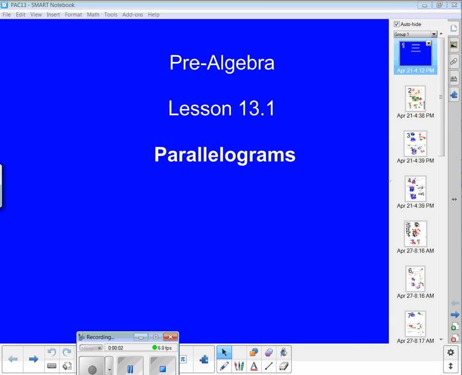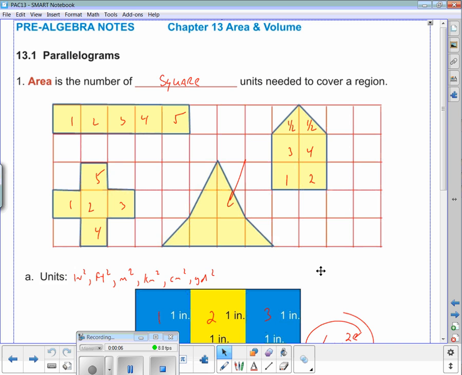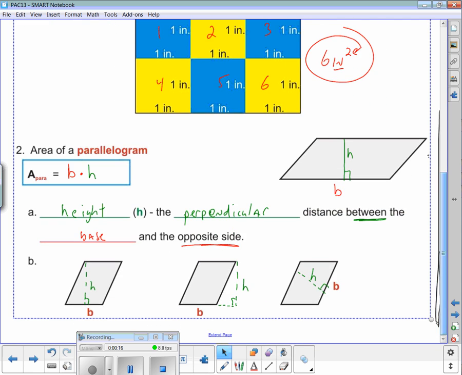All right, so let's review again, and hopefully by the time we're done, you guys are good. Remember area. Don't forget it's the number of square units that cover a surface, and so it's always square units: square inches, square feet, square miles, etc. Start off with the area of a parallelogram, base times height. Remember the height is always the perpendicular distance between the parallel bases.